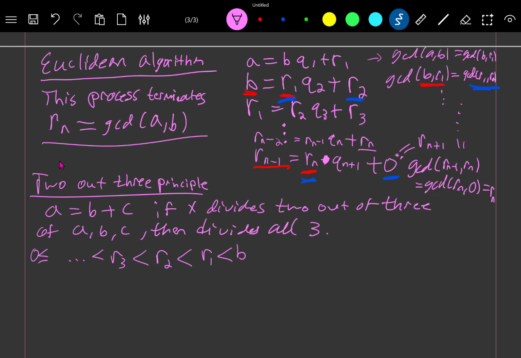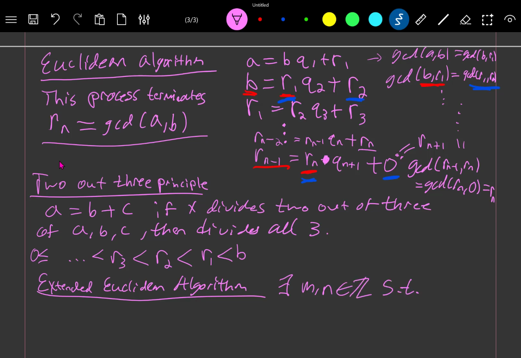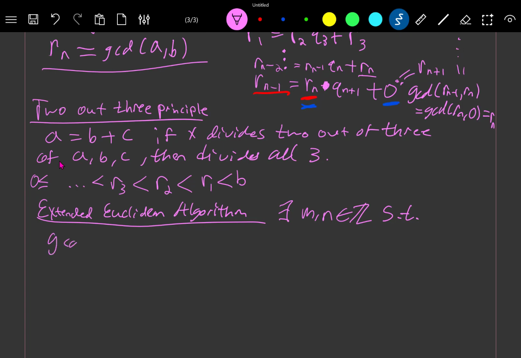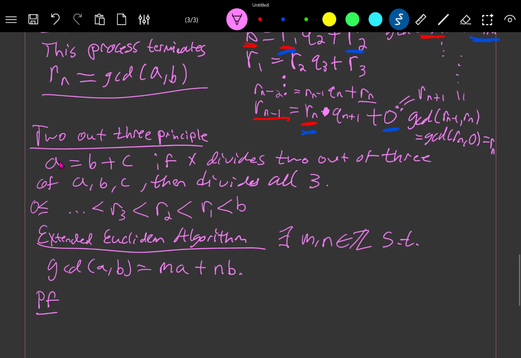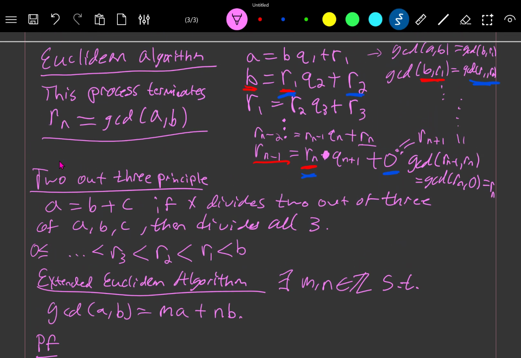So that's the Euclidean algorithm, but there's also an extended version, which says that there exist integers m and n such that the GCD of a and b is equal to m times a plus n times b. And kind of a proof of this is doing a back substitution.